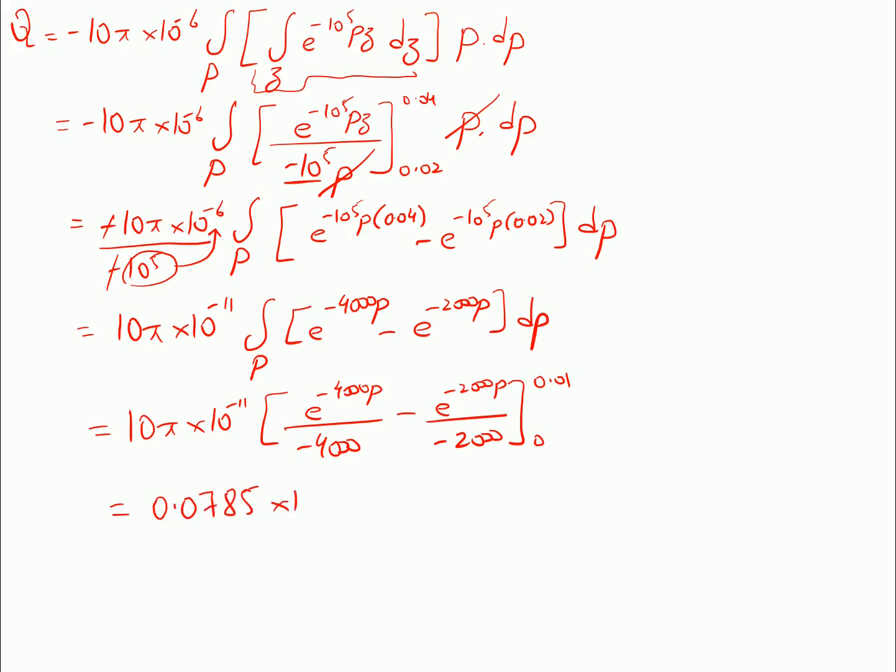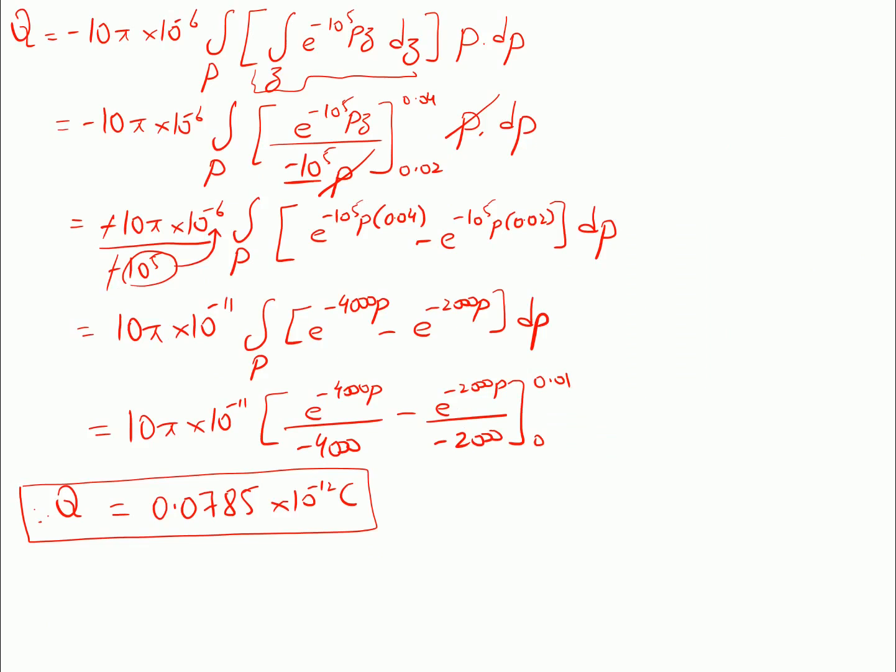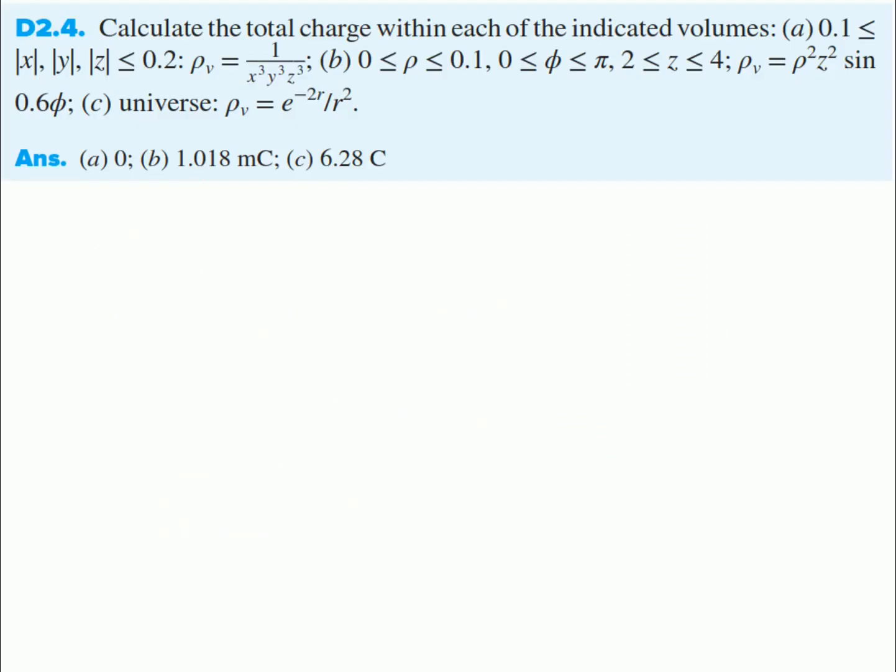0.0785 into 10 raised to power minus 12 coulomb, and that is the total charge that is present inside this electronic beam, which is in the form of a cylindrical shape. So this is how you solve the questions related to the volume charge distribution. So now let us look at another example and see how we can go about this one.